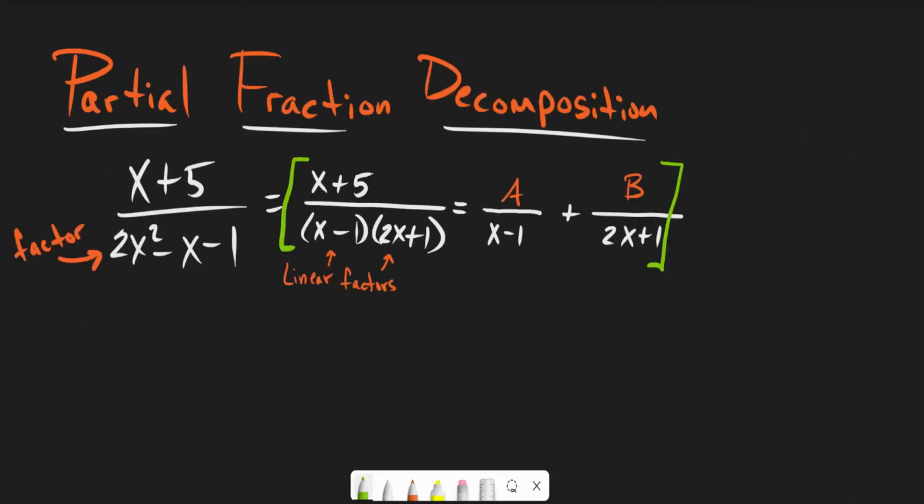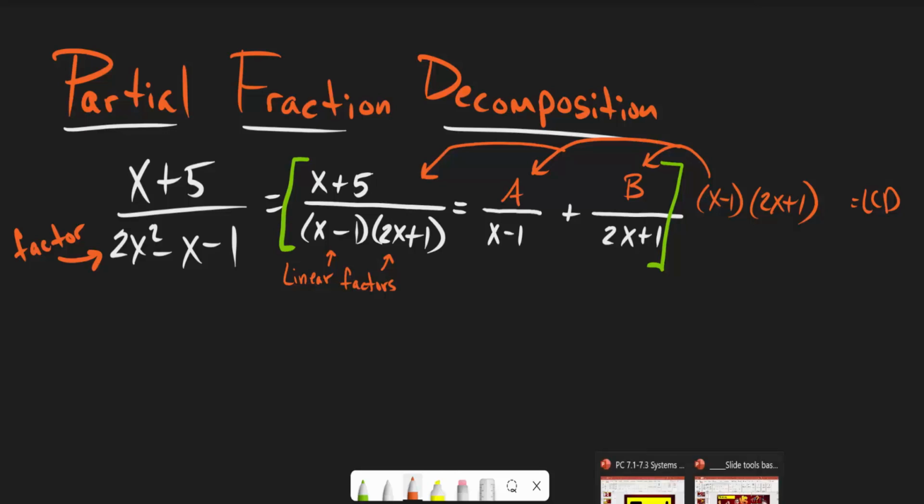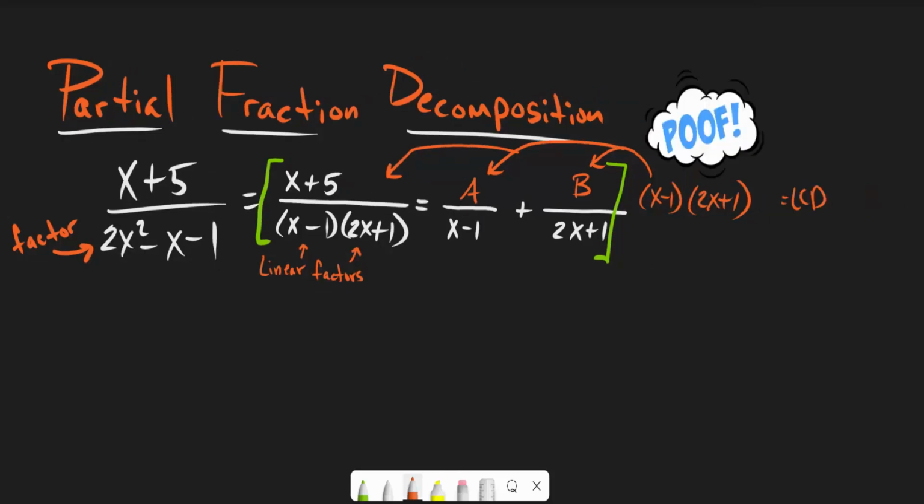Now what we'll do next is we'll multiply the whole equation, everything in the green brackets, by the LCD. And we're going to multiply that LCD 3 times, once times each fraction inside the brackets. Now, what's going to happen when we multiply the LCD? Well, the beauty is, poof, all three fractions are going to disappear.